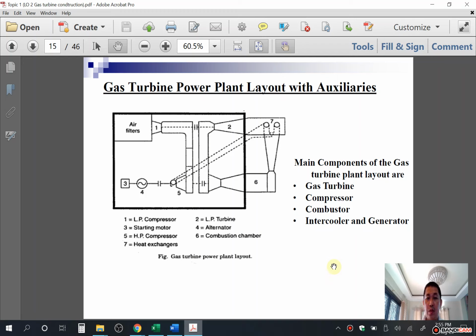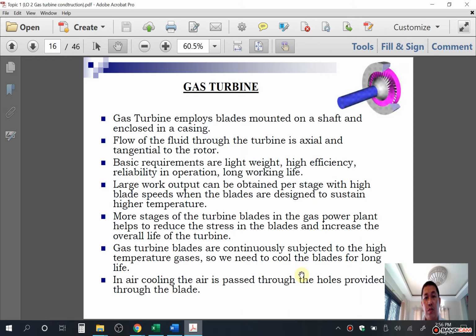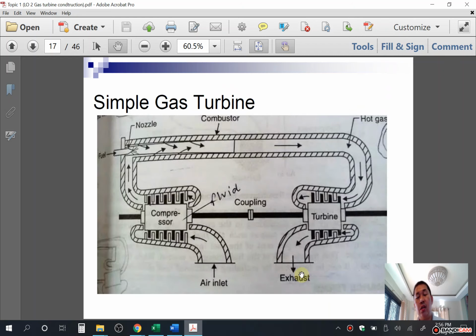So as I said before, the main components of gas turbine are turbine, compressor, combustor, intercooler, and generator. So we have here the parts. See, it is labeled, the parts here. So just for example, number 1 is this one, the low pressure compressor. So here, for identification, gas turbine. So here is the diagram of a simple gas turbine.